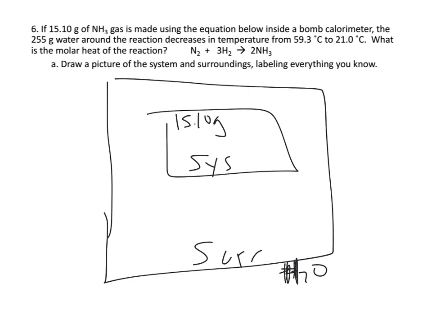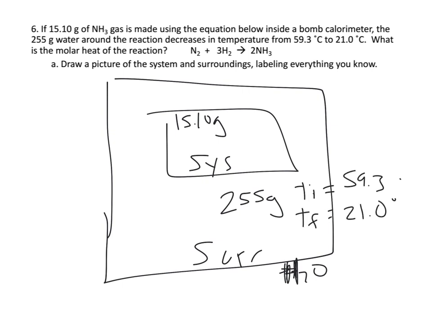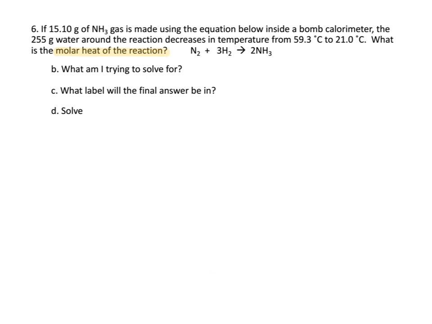Cool. So then about the water, I know I have 255 grams of water. I know the initial temp was 59.3, and I know the final temp is 21.0. So slightly different information this time. What I'm trying to solve for is the same as the last problem. I'm trying to solve for that molar heat of reaction. And in order to have a molar heat of reaction, my final label is going to be kilojoule per mole reaction. In order to solve this then, goes back to a little bit of what I kept saying, in that this time if I'm trying to solve for my system, which I am, my molar heat of my reaction is my system, right? I want information about my system.